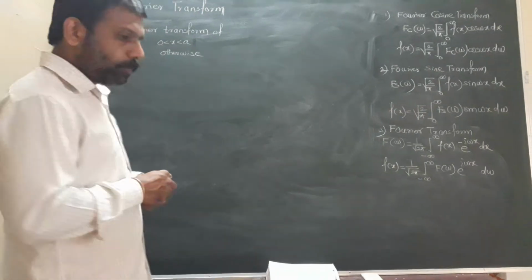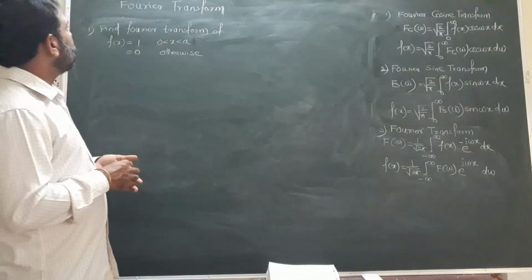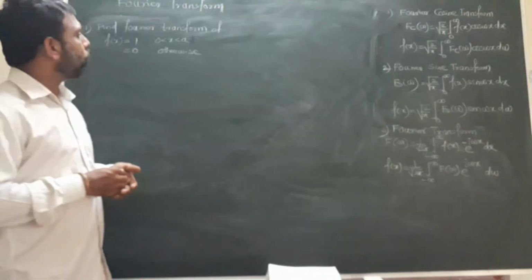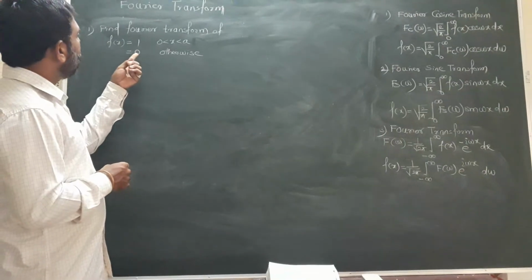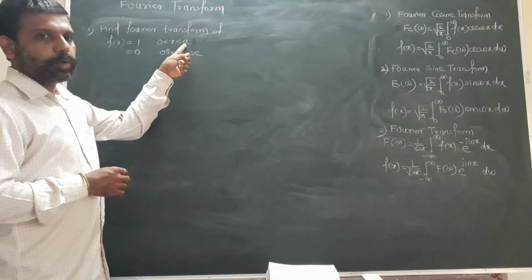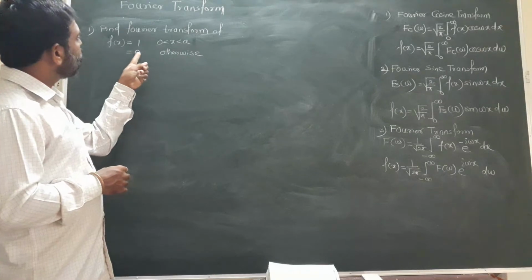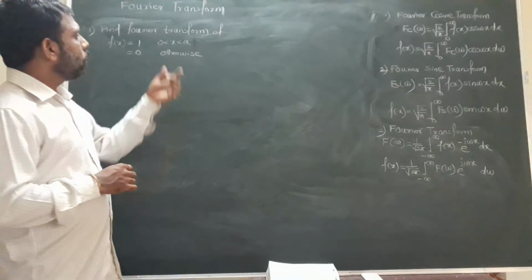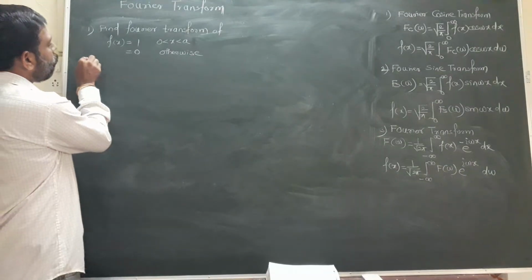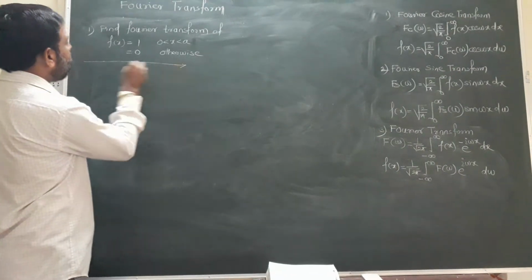Hello friends, now we are starting to find the Fourier transform of the given function f of x, which is 1 and 0, where the function is 1 in the interval 0 to a and the function is 0 otherwise. It means other than this interval the function is 0. Now we'll understand this by real line.